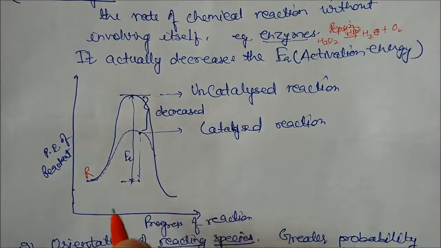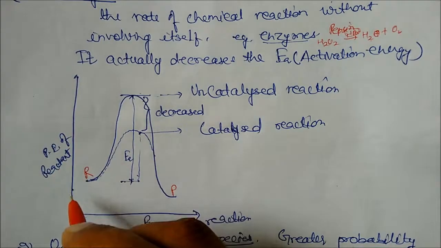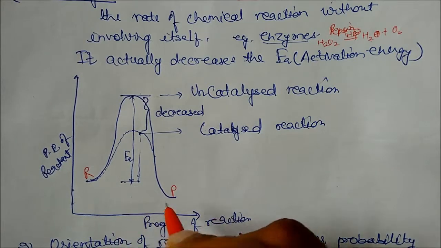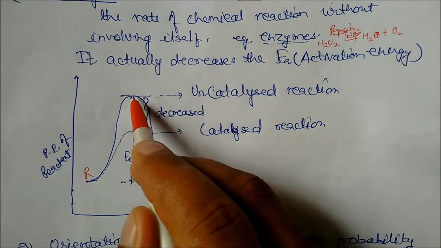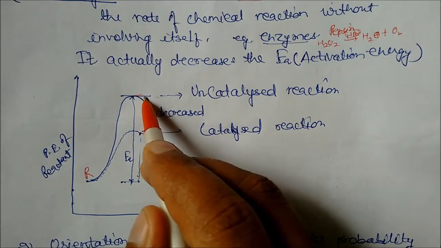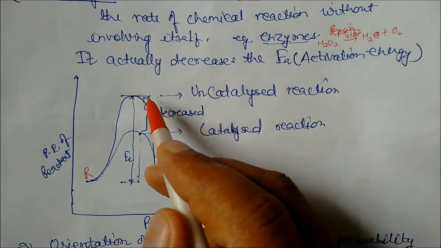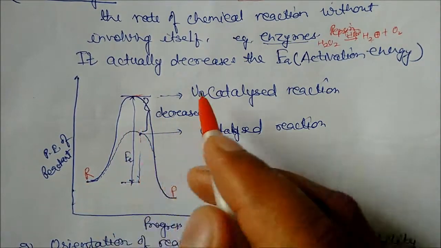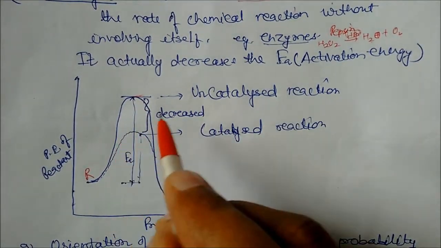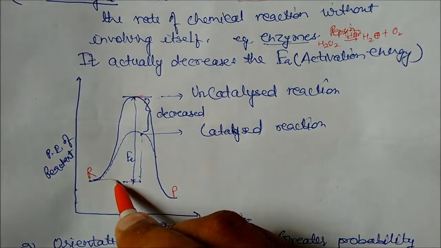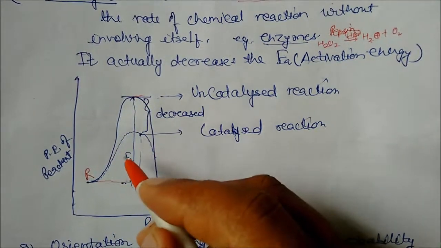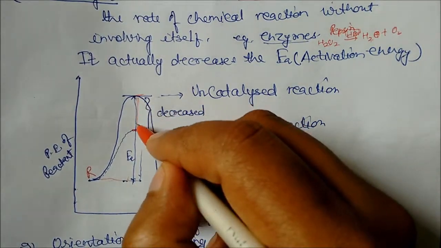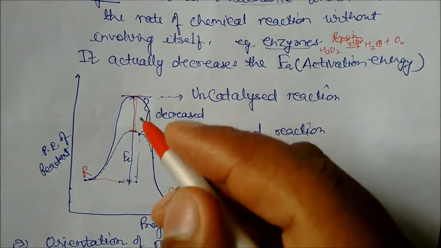This is the reactant and this is the product. This is the energy profile, the potential energy of the reactant, against the progress of the reaction. This is an example of an exothermic reaction, and here we can see the activated complex, where bond breaking and bond formation take place. This is the uncatalyzed reaction, and from here to here is called the activation energy. So what is the role of the catalyst? The catalyst will decrease this energy to this level. This is called the uncatalyzed reaction and this is called the catalyzed reaction.